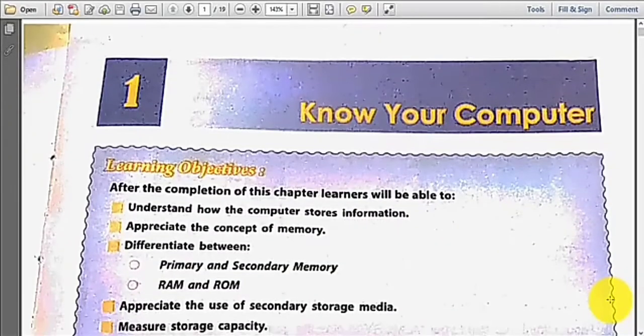Before starting this chapter, let me discuss the learning objectives. Means after completing this chapter, what are the things we will be able to understand? Here our chapter name is Know Your Computer. Means we will know what is computer, what are the parts of computer.